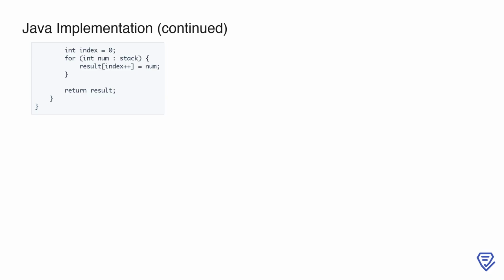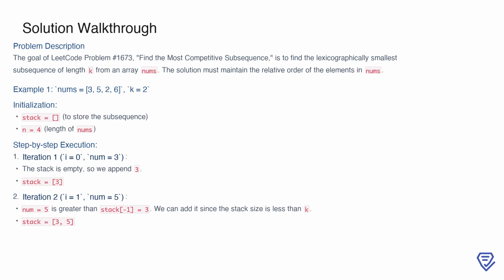In this problem, we are tasked with finding the lexicographically smallest subsequence of length k from an array, while maintaining the relative order of the elements. To solve this, we use a stack-based approach. Let's consider the example where nums is 3, 5, 2, 6, and k is 2. Initially, our stack is empty, and the length of nums is 4.